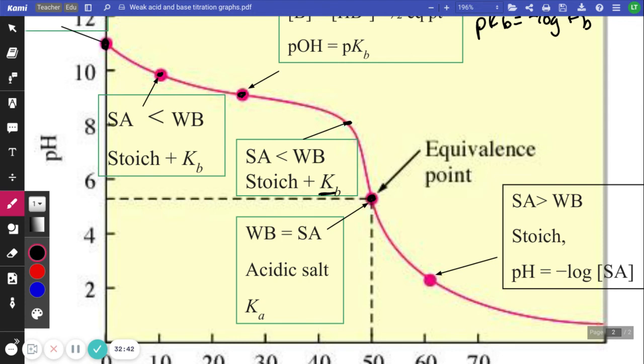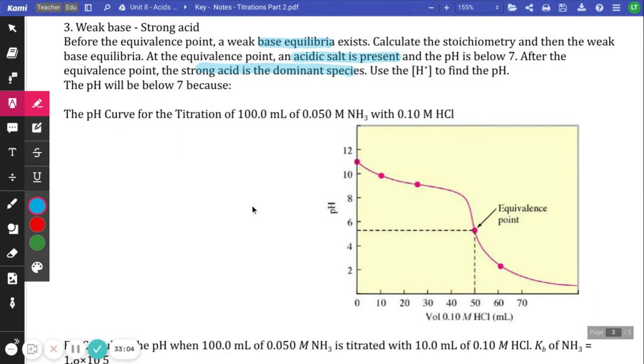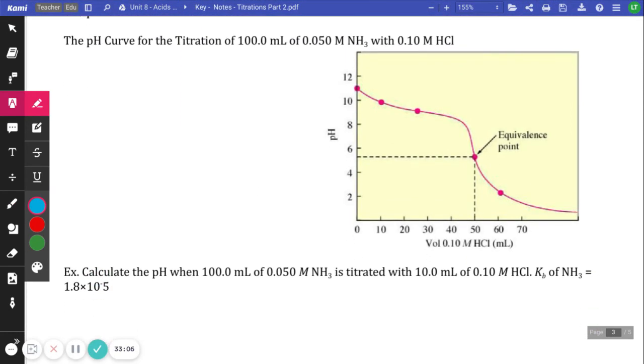So pretty much the same process that we were doing last time, but this time instead of having a weak acid, we'll have a weak base as our calculation that we're doing. All right, so with that, let's hop in to solving these problems. Like I said, I'm going to solve the first one with you guys, and then I'm going to leave you guys to do the next two on your own.